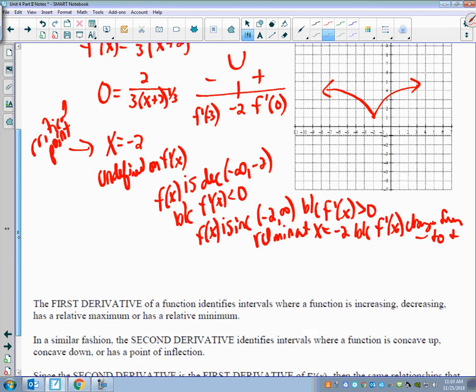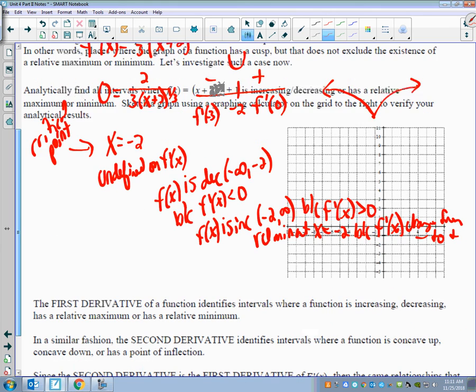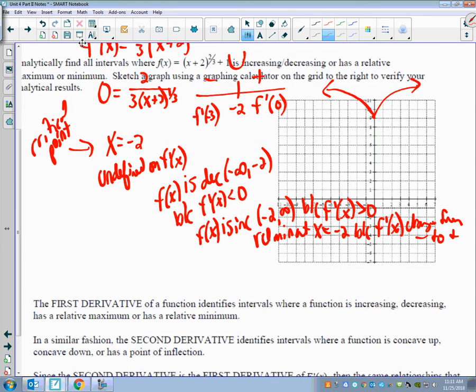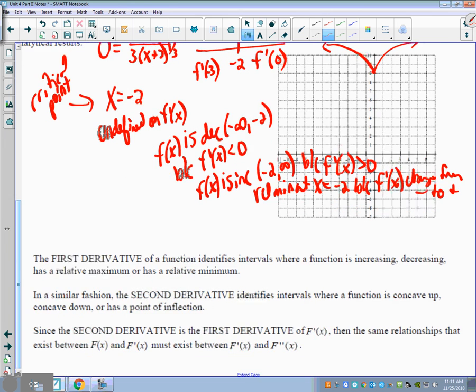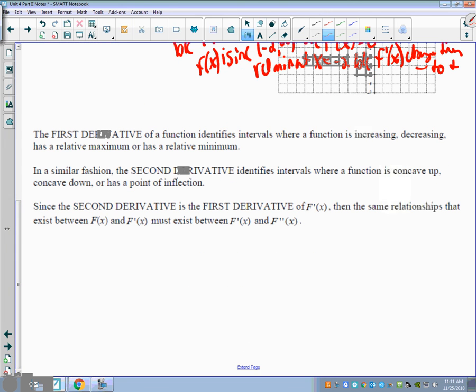And so they kind of just summarize this down here. Whoa, that's not what I wanted to have happen. Goodness gracious. We'll just ignore that. It says the first derivative of a function identifies intervals where a function is increasing, decreasing, has a relative max, or has a relative min, right? That's what we've been doing this whole time with derivatives.